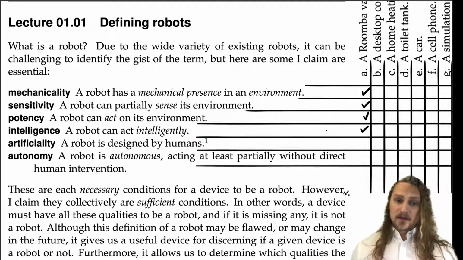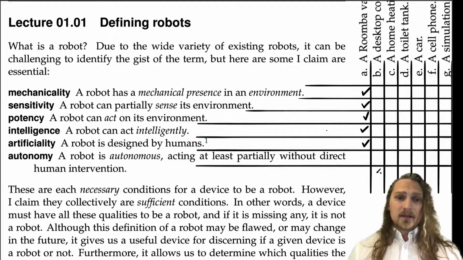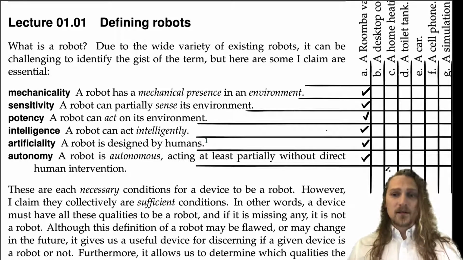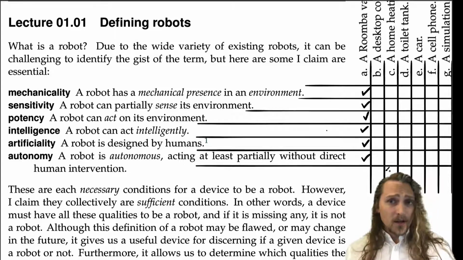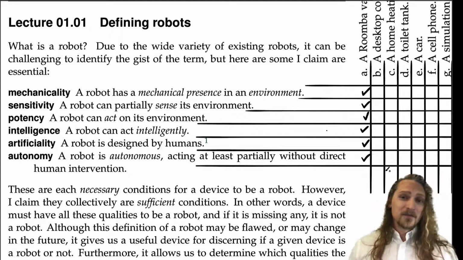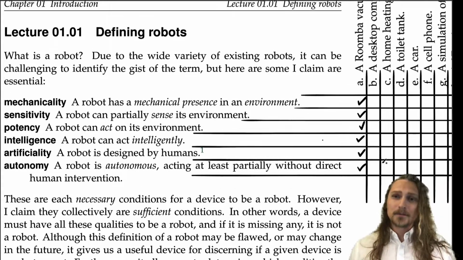Artificiality. A robot is designed by humans, so a Roomba is certainly designed by humans, and it acts autonomously, at least partially without direct human intervention. And once again, a Roomba does that. It goes around and cleans up the space. So that's good, because Roombas are made by a company called iRobot, and that would be a bad misnomer if they were not robots. So the Roomba passes our test for a robot.